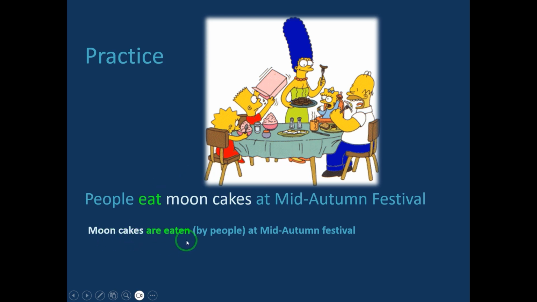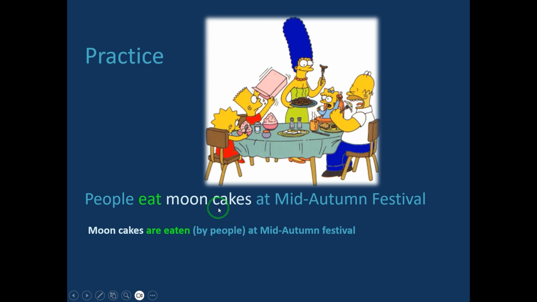Mooncakes are eaten. What was the rule? The rule was this, that the people should be deleted. Mooncakes, which are the objects, come to the beginning instead of subjects. This is simple present. For simple present, we need be, which is am, is, are, and it is plural, so we call it are here. Mooncakes are. Eaten is the third form of the verb for eat. We need to know them. We need to memorize them somehow.